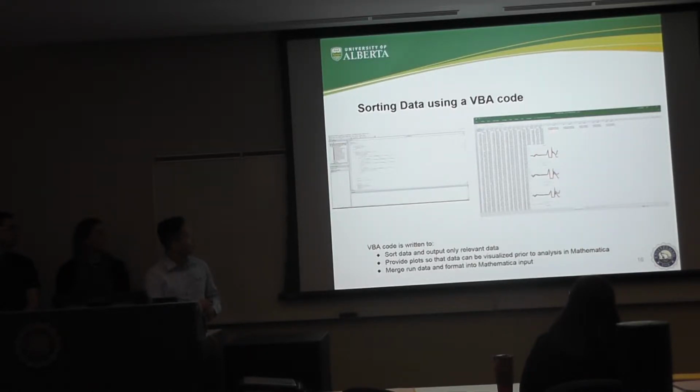And it also shows up here where there are the coordinates that we can directly take from the VBA code and directly copy and paste to Mathematica. So this saves a lot of time, so we don't have to manually input all of this raw data into Excel and then extract only the coordinates that we need and put them into Mathematica.